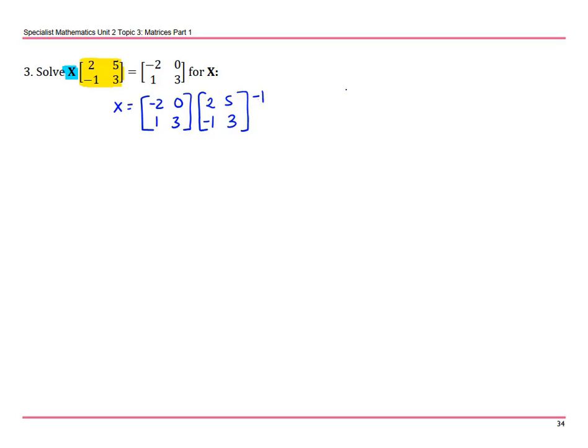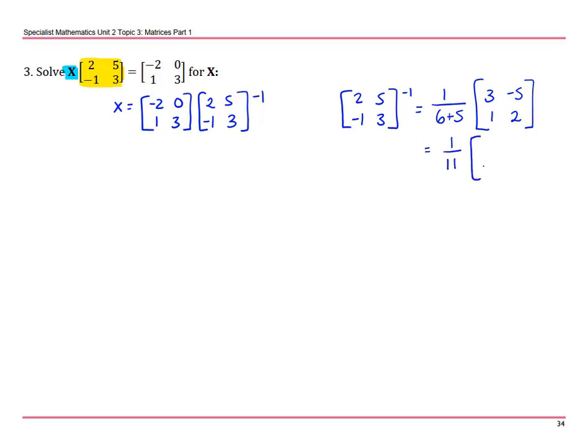Okay, now we need to work out what that inverse matrix is. So I'm going to do that off to the side. That's going to be equal to 1 over the determinant. So that's 6 plus 5. Swap the diagonal, change the sign. So that's 1 over 11, 3, negative 5, 1, 2. Come back. I'm going to put the 1 over 11 out the front.